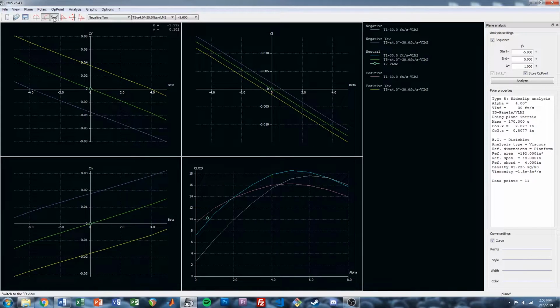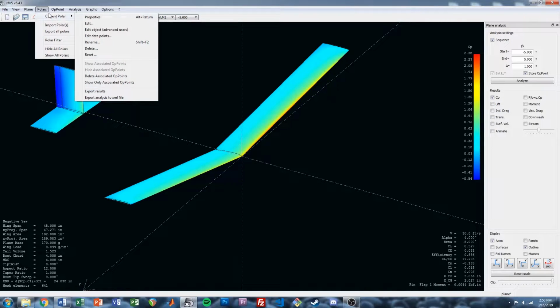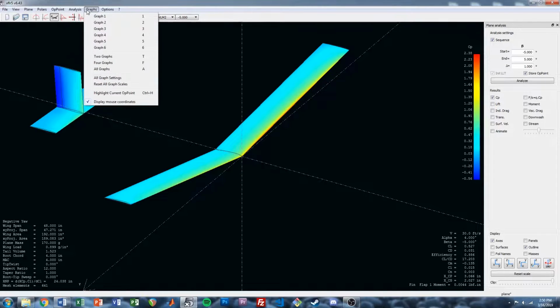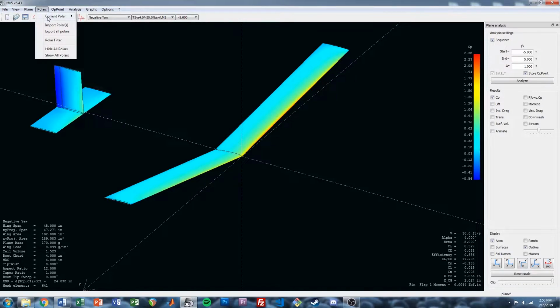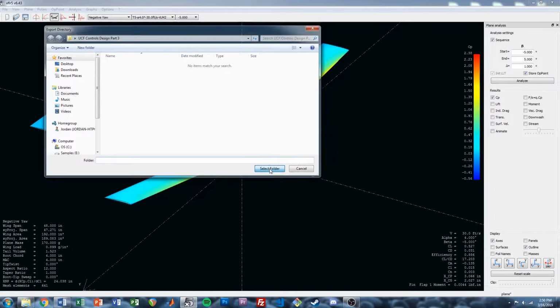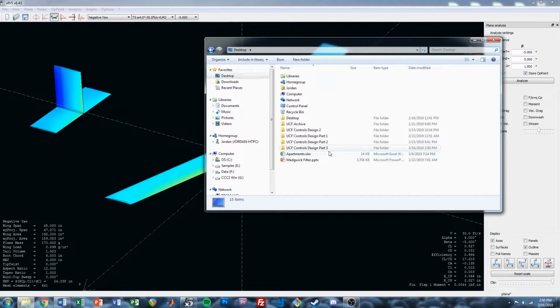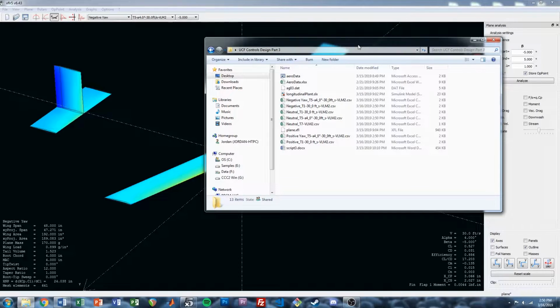I think the next thing we want to do is go ahead and export these polars. So I'm going to go to polar, current polar. Where is it? How do I do this? Oh, there it is. Polars, export all polars. So I'm going to just use that folder again. And then now, if we browse to that location, we should have a few more now.